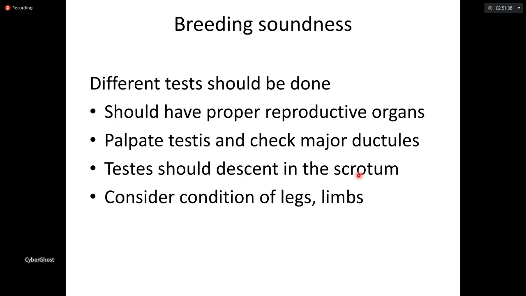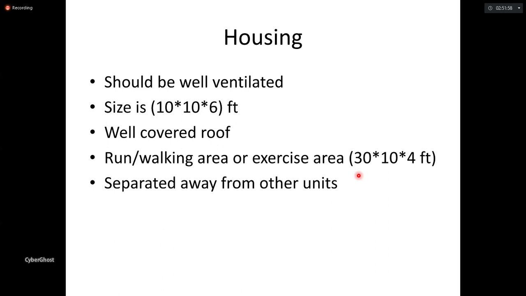That's why the scrotum supports the descent of the testicles, the testes, into the scrotum and eventually keeps them at a lower temperature than the body temperature. Then we usually check the legs and the feet and all those factors in these animals. When it comes to the houses, we should provide a large space for these animals. These should be well ventilated and well covered with a roof.